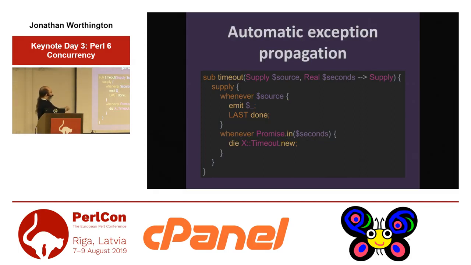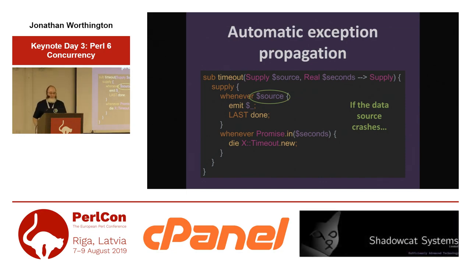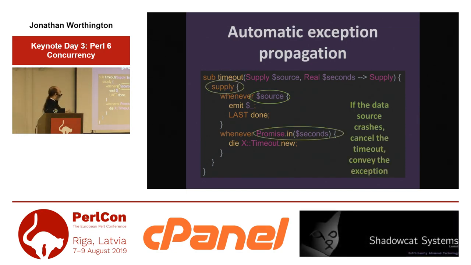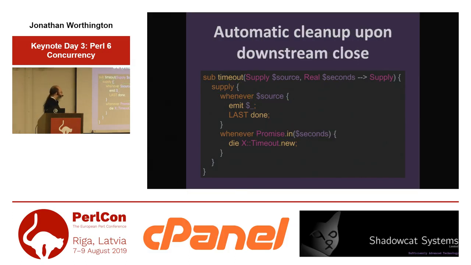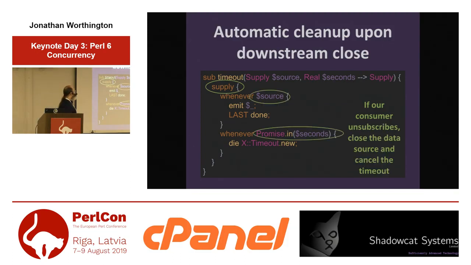What happens if this underlying source of data here throws an exception? It will automatically be passed on, and we'll cancel this timer as well, because it's not needed anymore. It just happens. What if the thing that is interested in the data we're producing loses interest and unsubscribes from us? Well, we'll automatically unsubscribe from these data sources as well.